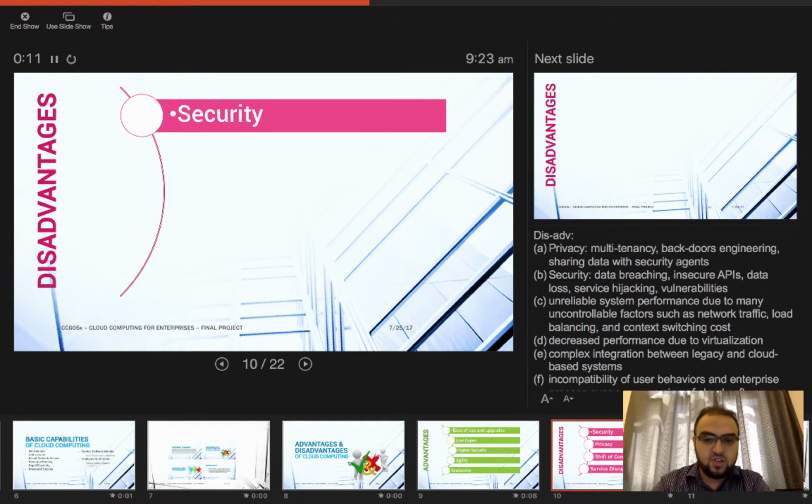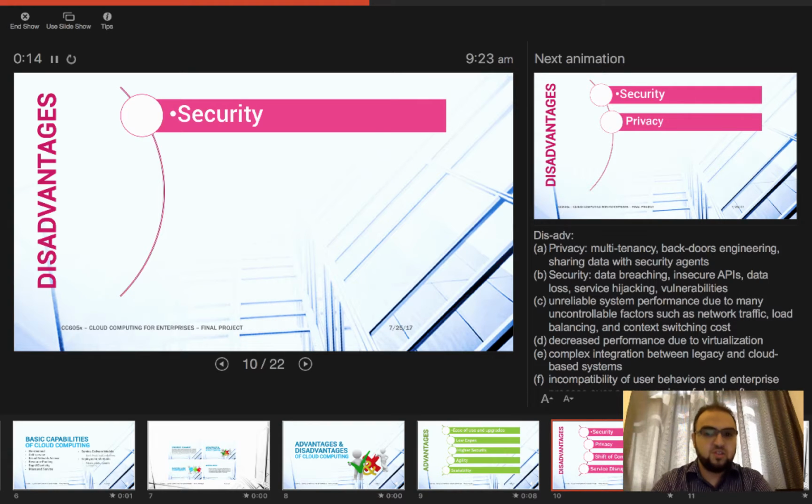On the other side, the disadvantages. Of course, security is one of the biggest disadvantages because of the security breaches, maybe using insecure APIs, you're compromised for data loss, service hijacking, and some vulnerabilities.